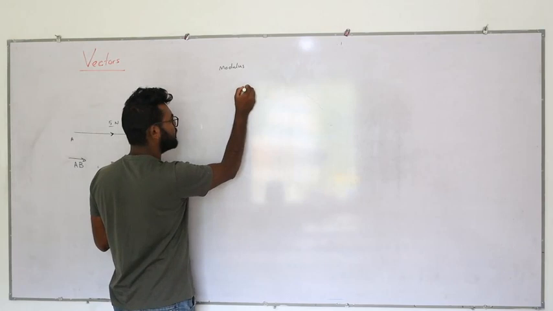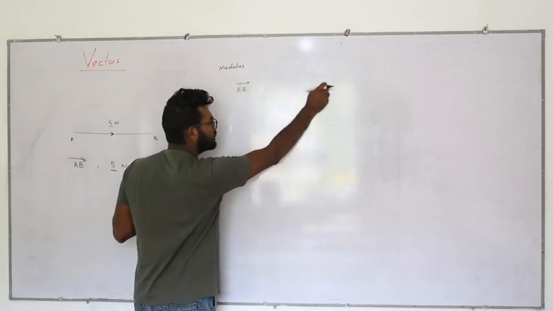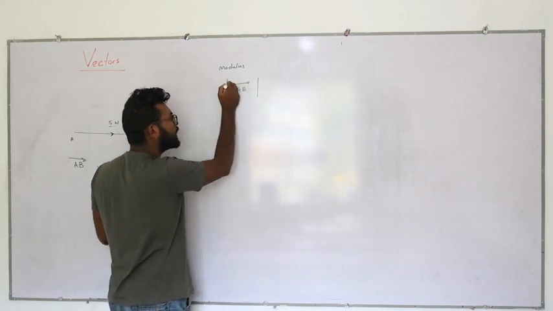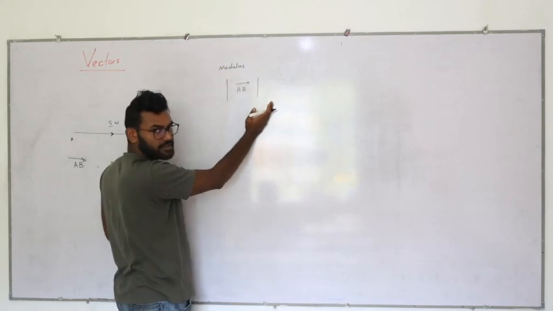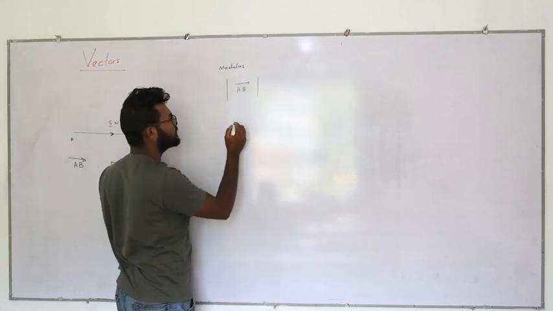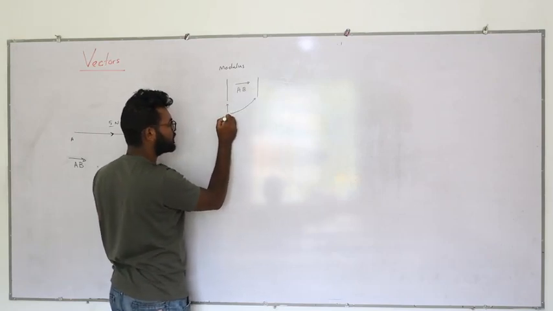This is the AB vector, and if we are only interested in the magnitude, we just draw two straight lines like this, not too lengthy, about the size of the same thing. This is called the modulus. Drawing these two lines says that we have considered the modulus of it.